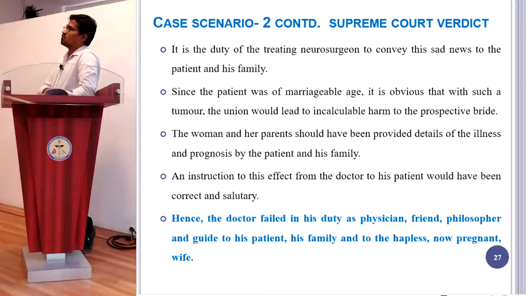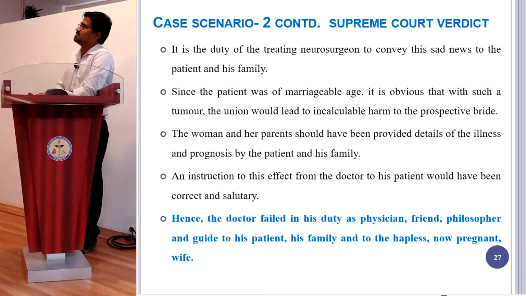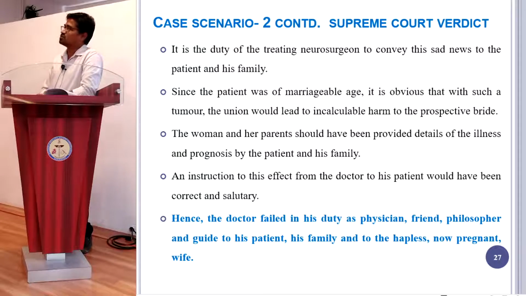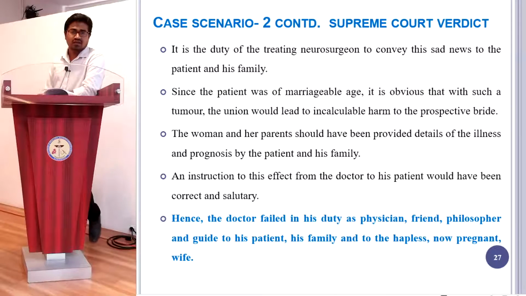The Supreme Court verdict says, it is a duty of the treating neurosurgeon to convey this sad news to the patient and his family. Okay. Since the patient was of marriageable age, it is obvious that with such a tumor, the union would lead to incalculable harm to the prospective bride. The woman and her parents should have been provided details of the illness and prognosis by the patient and his family. An instruction to this effect from the doctor to his patient would have been correct and manageable. Hence, the doctor failed in his duty as a physician, friend, philosopher and guide to his patient, his family and to the pregnant wife also. Okay. So here he would have disclosed it.